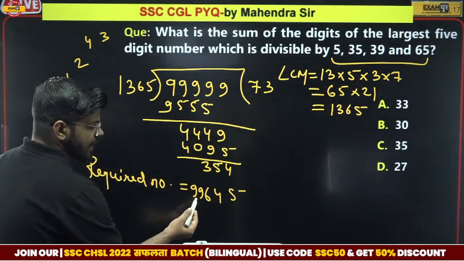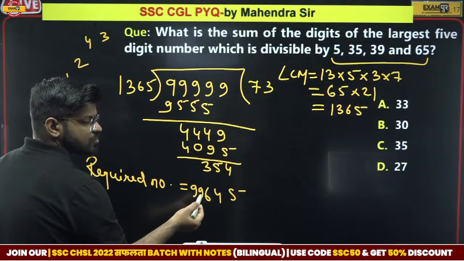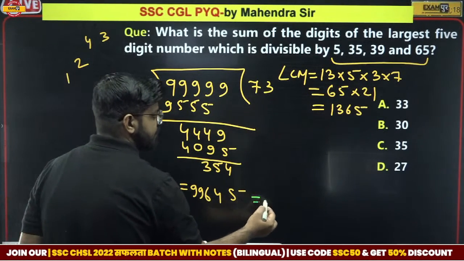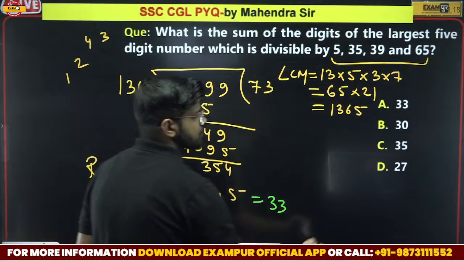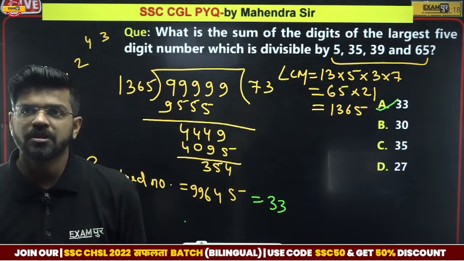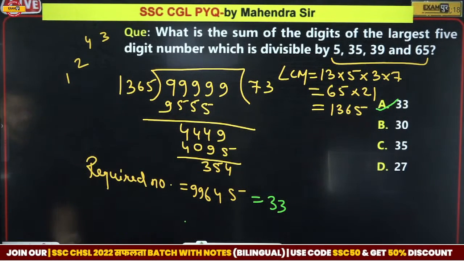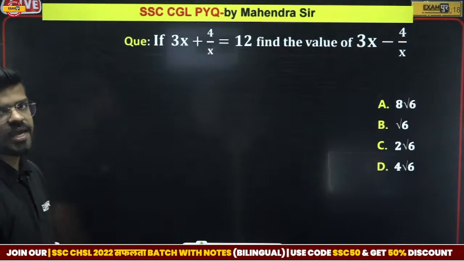Okay, so 9 and 9 is 18, 18 and 6 and 4 is 10. So 10 and 18 is 28, and 5 will give you 33. So 33, that means option number A is my right answer. Clear? Option number A, absolutely correct, Swan. Option number A is my right answer.